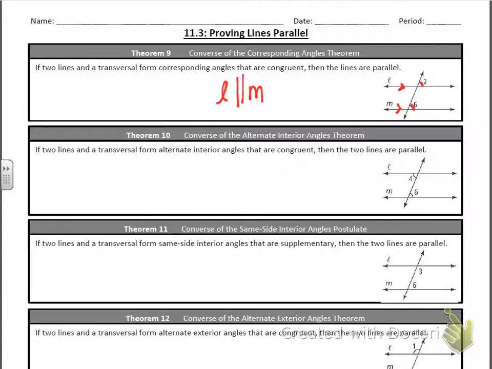Same thing is true for the alternate interior angles theorem. If two lines and a transversal form alternate interior angles that are congruent, then the two lines are parallel. So in this image, we can assume that line L is parallel to line M. Basically, that's going to be our assumption for all of these. Same side interior angles postulate is the same thing. So if two lines and a transversal form same side interior angles that are supplementary, then the two lines are parallel. So then same thing, you can assume that L is parallel to M.